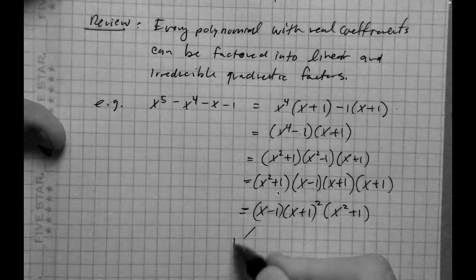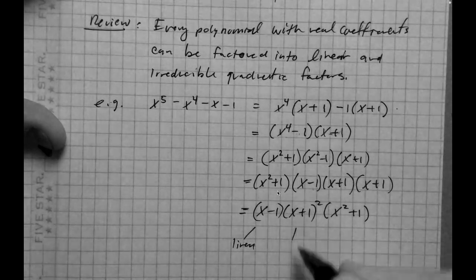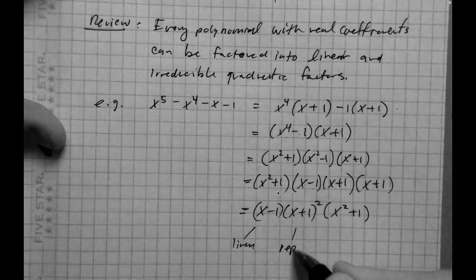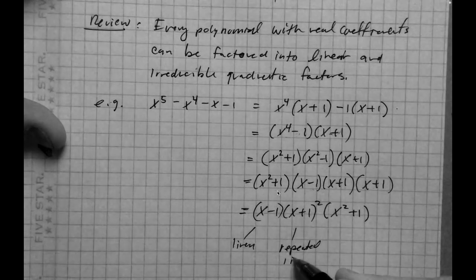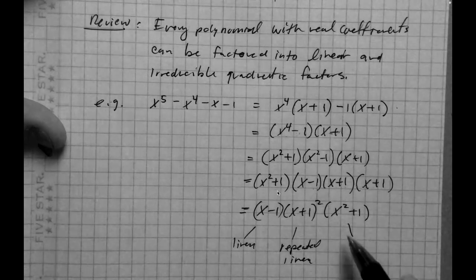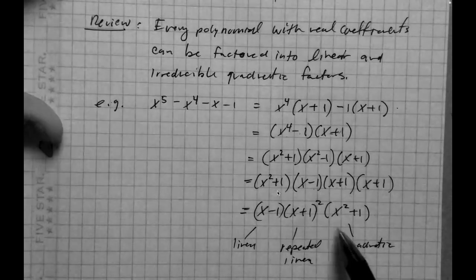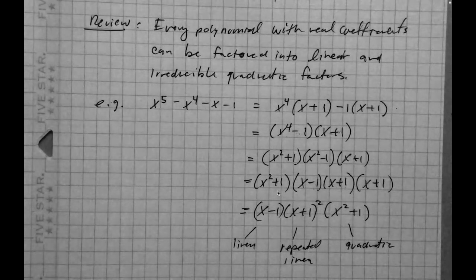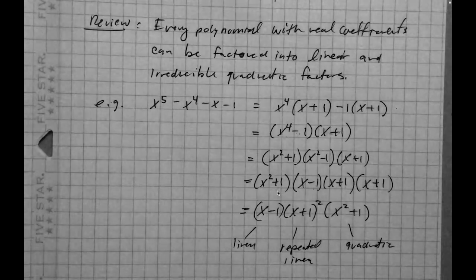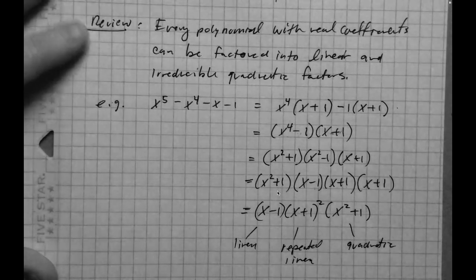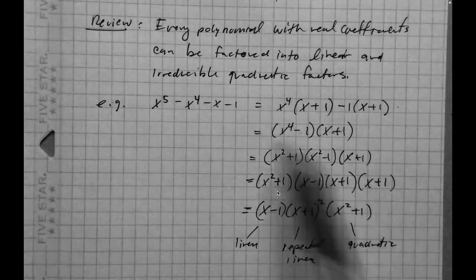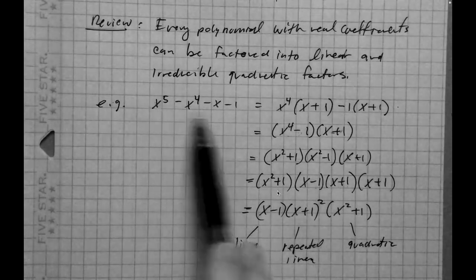Right, so this is linear, this is repeated linear, and then this one over here is quadratic. But notice, this is a quadratic factor that we can't break down any further without leaving the real numbers.